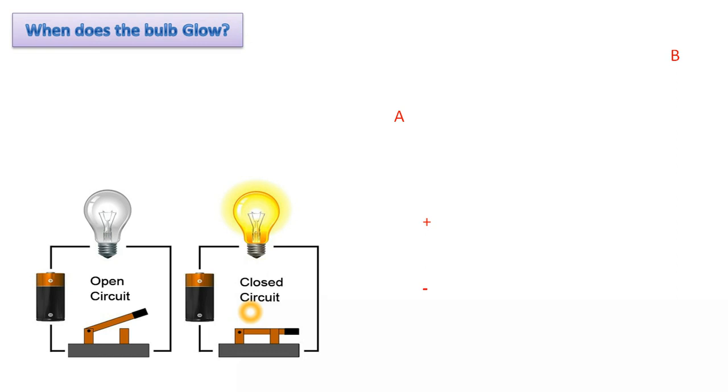Now the question is, what special happens when the circuit gets completed, and why was the bulb not glowing when the circuit was incomplete? Because the circuit is nothing but a path for the current to flow. So current needs a path. It needs a road. Let's take one simple example in order to understand what a circuit is.